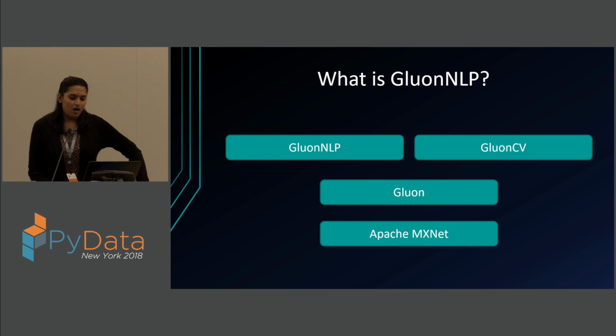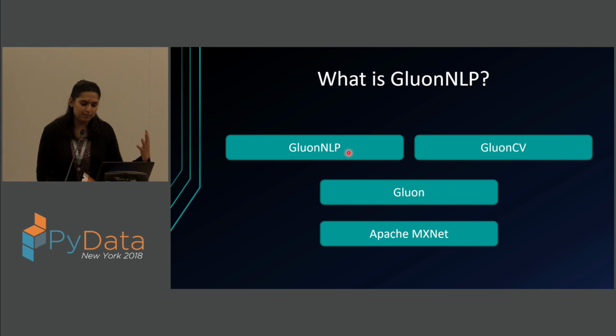So, what is GluonNLP? MXNet is a scalable open source deep learning framework. And Gluon is sort of the imperative API to it. And the GluonNLP part of it is the high-level API focused on natural language processing. A corresponding layer to it is GluonCV, for example. So if you're interested in computer vision instead, that is what you would use. The idea is to provide very high-level APIs for common NLP tasks. And there are plenty of other language bindings available.